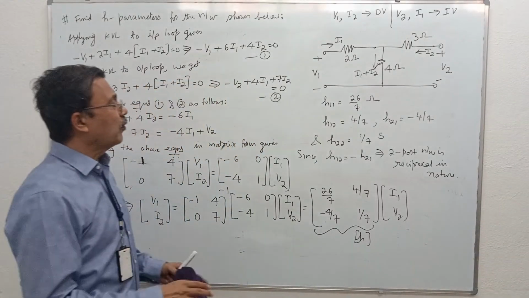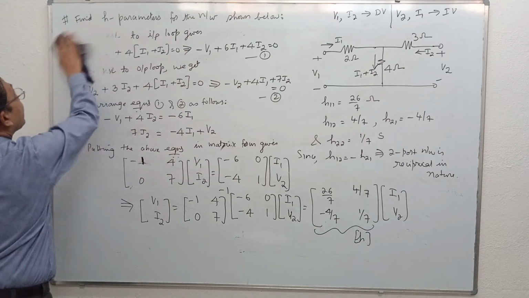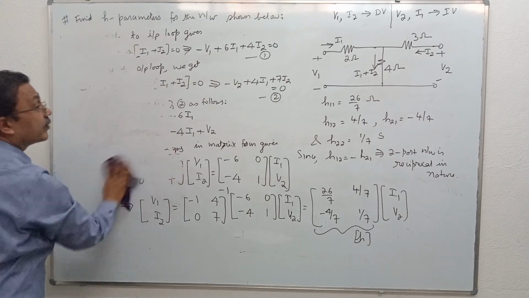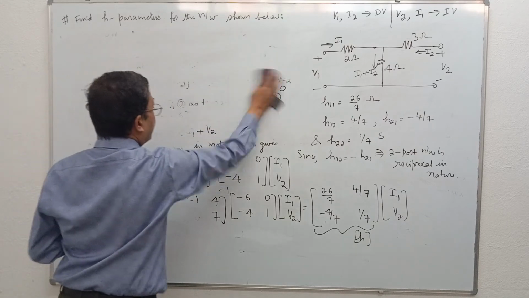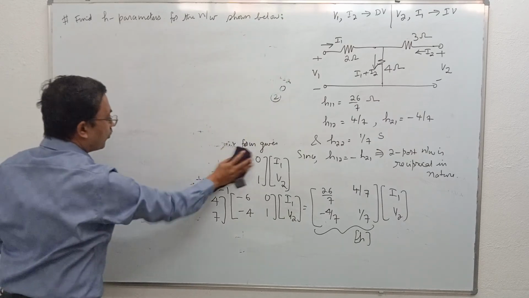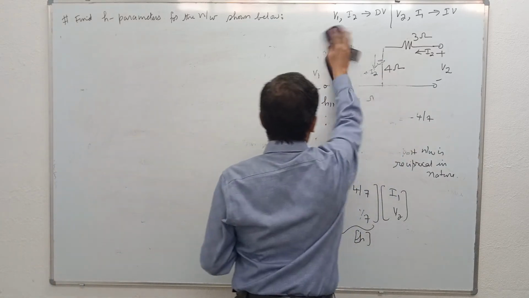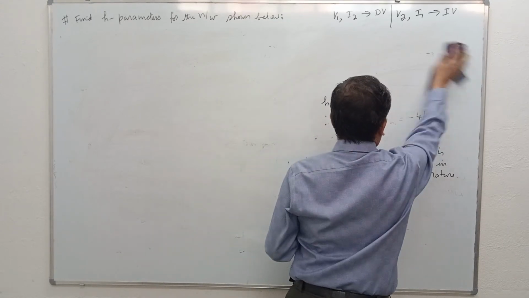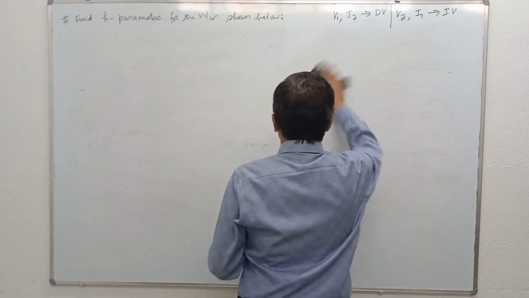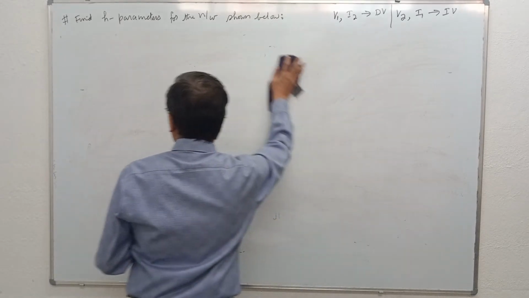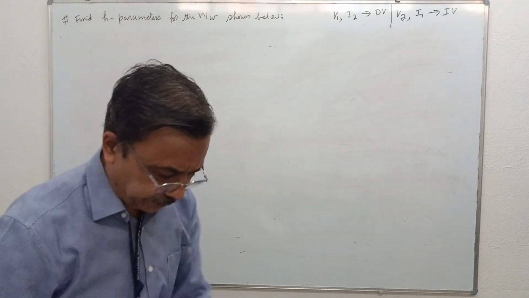So this is how the problem has to be tackled. We shall do one more problem. Find H parameters for the two-port network shown in the figure below.